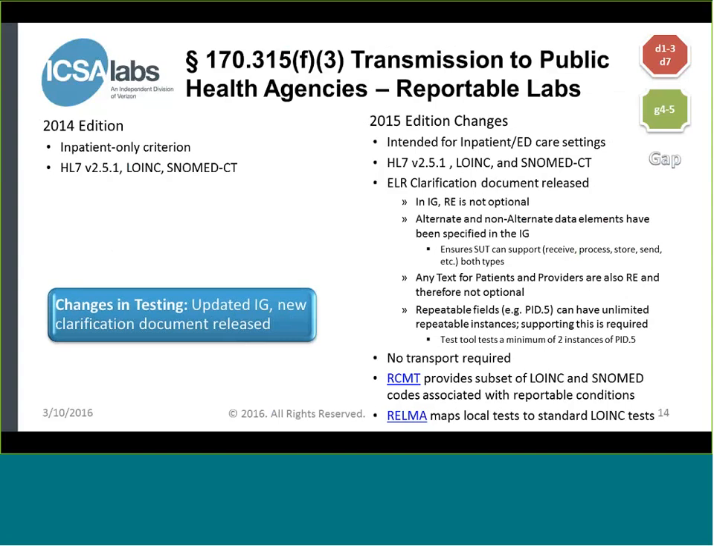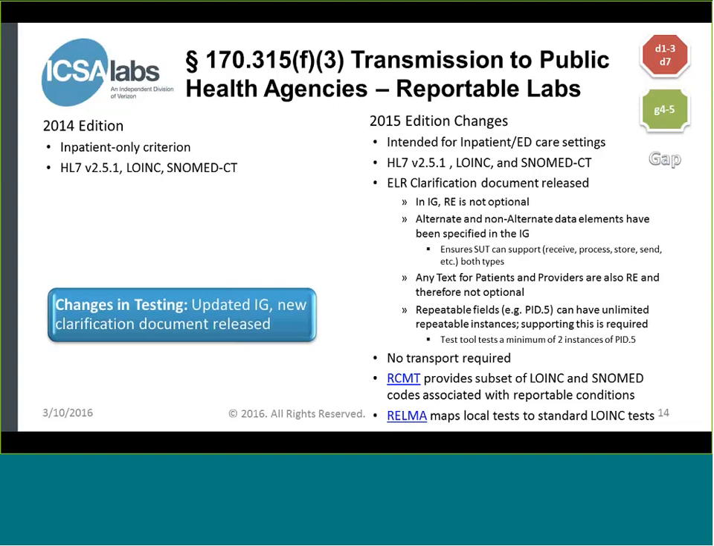There has been a clarification document released. So in the implementation guide, RE, which stands for required but may be empty, is not optional in the IG. So required but empty means it is a required segment. It has to be implemented in your system, but operationally we understand that in some cases the data may or may not be present. Also in the implementation guide, alternate and non-alternate data elements have been specified, and they've done that to ensure your system can support both types of data elements. And when they say support, the examples they've given are being able to receive, process, store, and send that data.